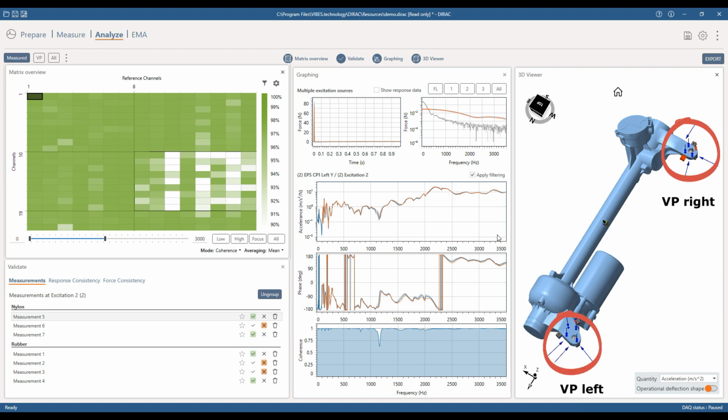Symmetric areas of your system should have similar signal quality. If the blocks in the matrix corresponding to these symmetric VPs have different coherence, you can probably improve the bad one.